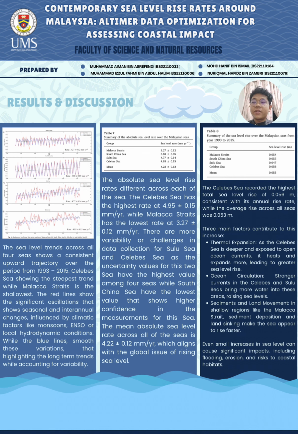rise. The first one is thermal expansion, where the Celebes Sea is deeper and more exposed to open ocean currents, and it will heat up and expand more and experience greater thermal expansion due to warming water. And then the second one is ocean circulation. Celebes Sea and Sulu Sea have stronger currents that bring more water into this area and cause rising sea levels. And then the last one is sediments and land movement. In shallow areas like Malacca Strait, sediment from rivers and land sinking can make the sea appear to rise faster.